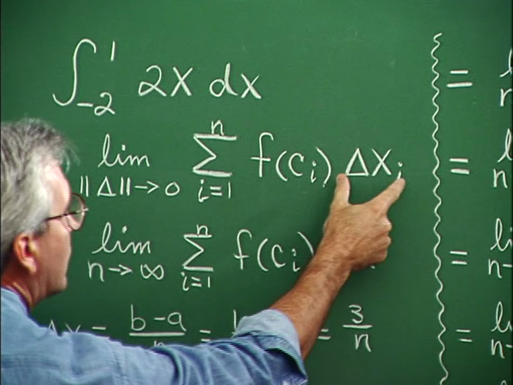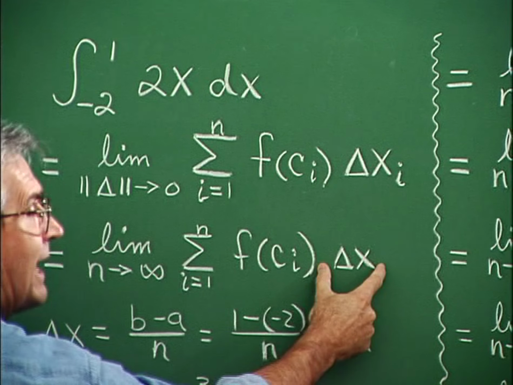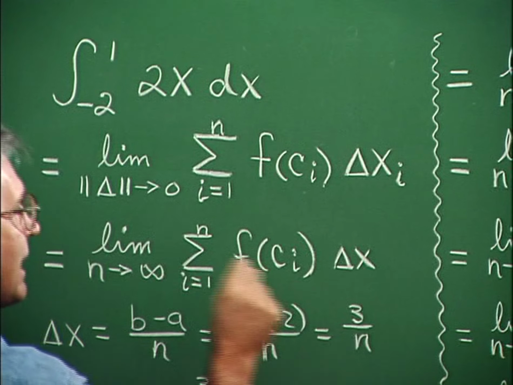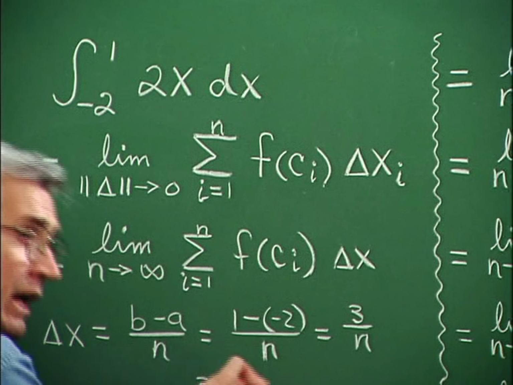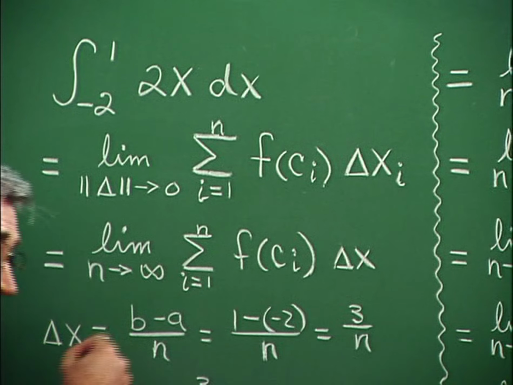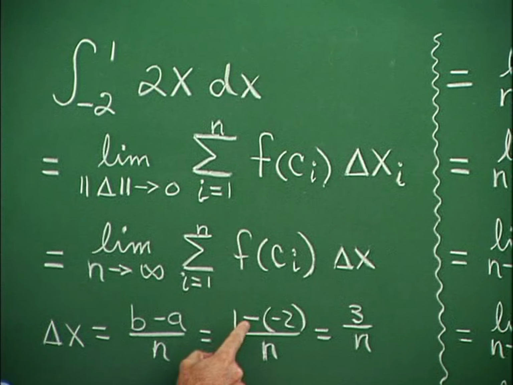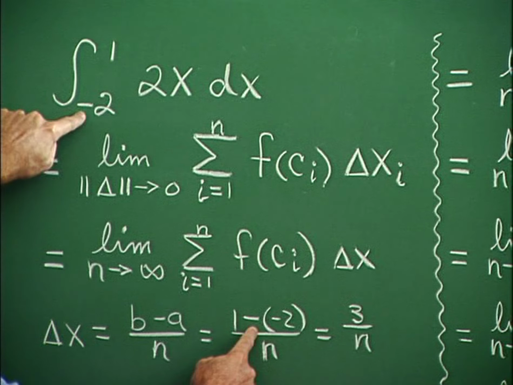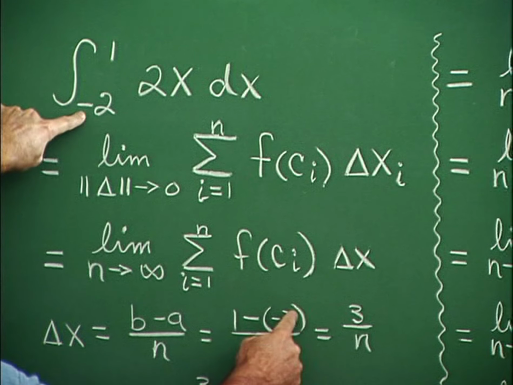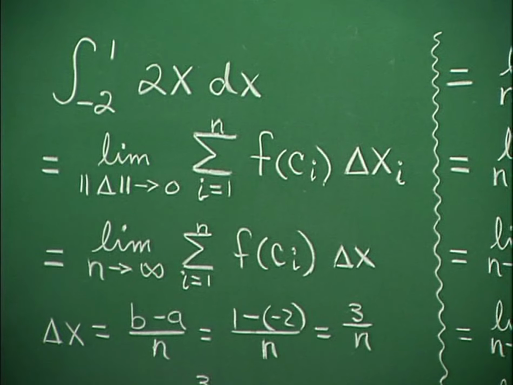And instead of using a variable width of rectangles, we're going to designate the delta x value here to be a fixed value just for computational purposes. And we're defining that delta x, the width of the rectangles, or the length of the subintervals if you'd like, as b minus a over n. And the b value is the 1, and I get that from up here. And then minus the a value is negative 2. So this total distance, you see, is 3, and 3 over n then is the width of each subinterval.